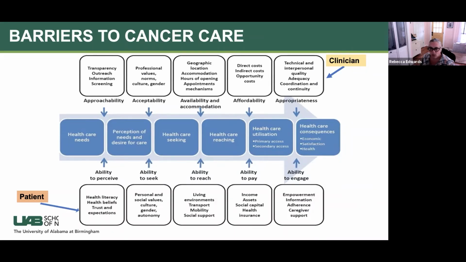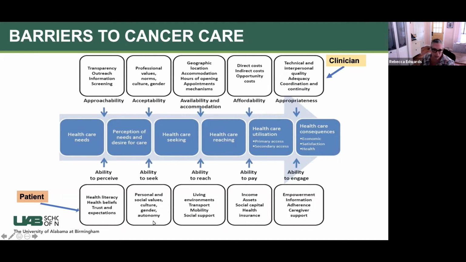Are there issues with affordability, insurance coverage, cost of chemotherapy or immunotherapies, cost of oral drugs? And this can be very time consuming and difficult, and advanced practice nurses tend to be very much involved with that along with social work. Are there technical and interpersonal quality aspects that need to be considered? Are we adequately coordinating and making sure that there's continuity in care? And the advanced practice nurse is very much involved in all of this.